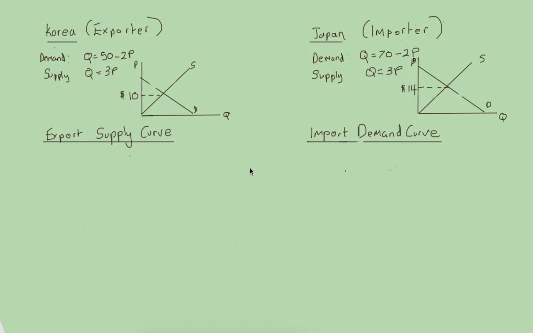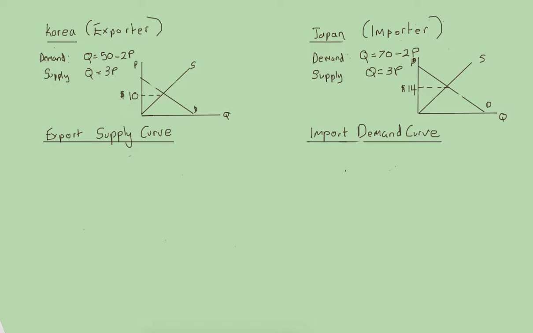Well, in this video we're going to take what we know about Korea and Japan and think about what the world market might look like. From the last video we established that the autarky equilibrium price in Korea is $10 and the autarky equilibrium price in Japan is $14. What we know about trade is that the low price country will become the exporter and the high price country will become the importer. So the export supply curve must come from Korea and the import demand curve is going to come from Japan.